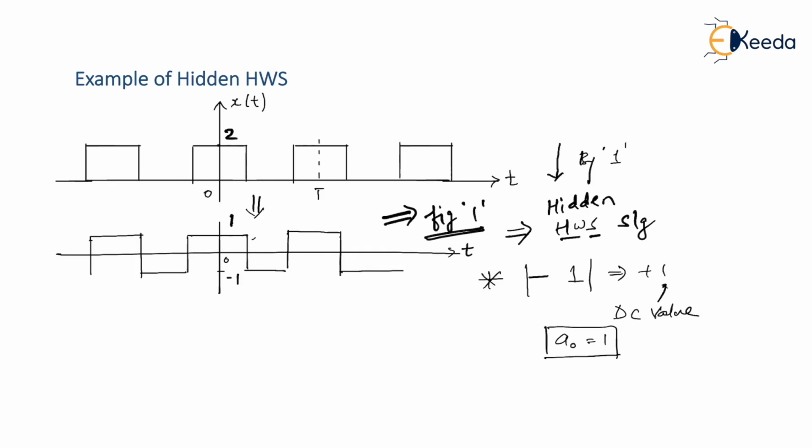Since it is a half wave symmetric signal, whether it is hidden or not hidden, the point is that we know only odd harmonics are present in its Fourier series. So second point. Now the question is, what is the difference between half wave symmetric signal and hidden half wave symmetric signal? It's a very important point. In half wave symmetric signal, we always get DC value equal to 0, whereas in hidden half wave symmetric signal, DC value is always present.